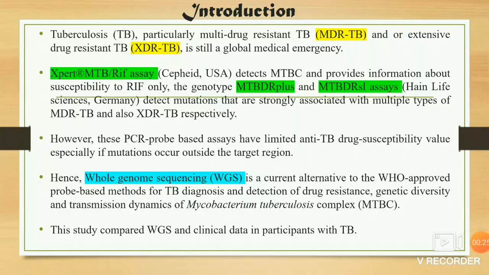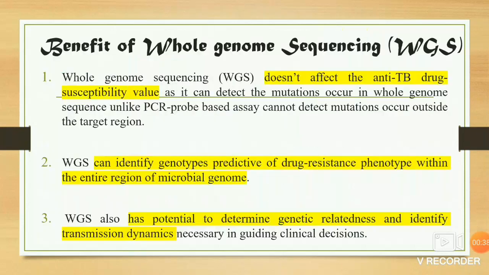There are some PCR probe-based assays that can be used, however they have limited anti-TB drug susceptibility value, especially if the mutation occurs outside the target region. And this is why whole genome sequencing comes in as an alternative method for diagnosis.